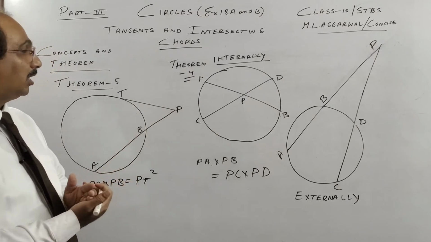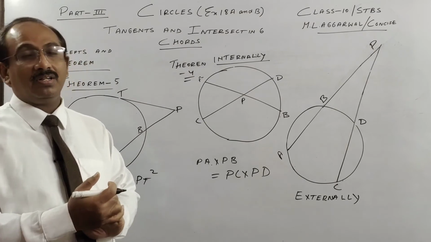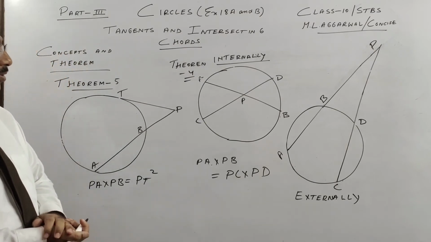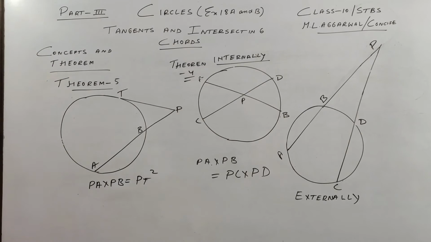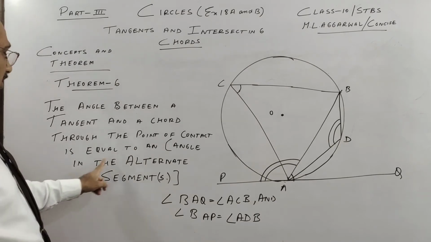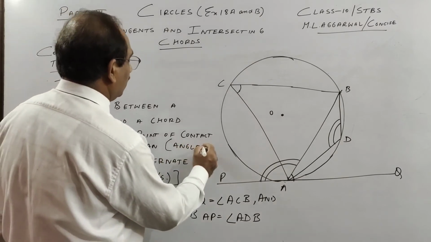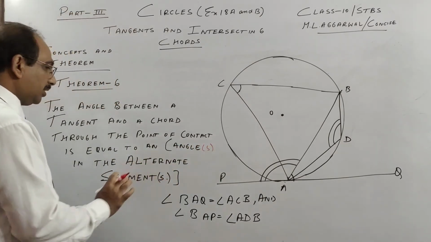And children, let's go to the last very interesting theorem, number 6, which we call the alternate segment theorem. Kindly pause the video and copy. We move on to the last theorem. Now let us see the last, which is a very important and a very nice theorem, called, in short, angles in the alternate segment.